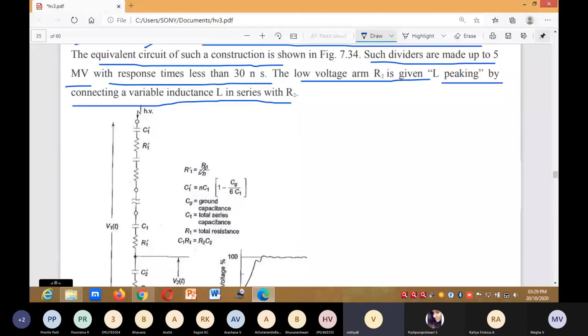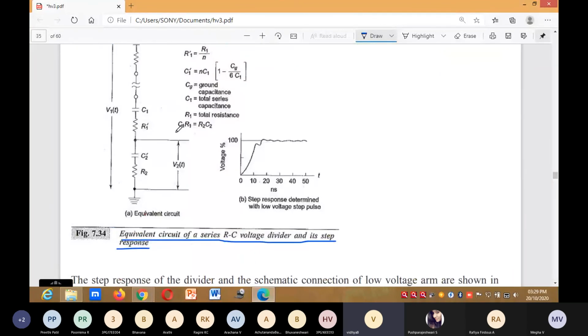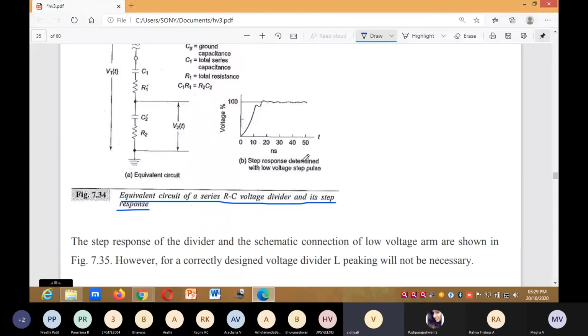R1 dash is equal to R1 divided by N. C1 dash is equal to N C1 into open bracket 1 minus Cg divided by 6 C1. Cg is the ground capacitance, Ct is the total series capacitance, R1 is the total resistance. This is the condition: R1 C1 is equal to R2 C2. Step response is determined with a low voltage step pulse.